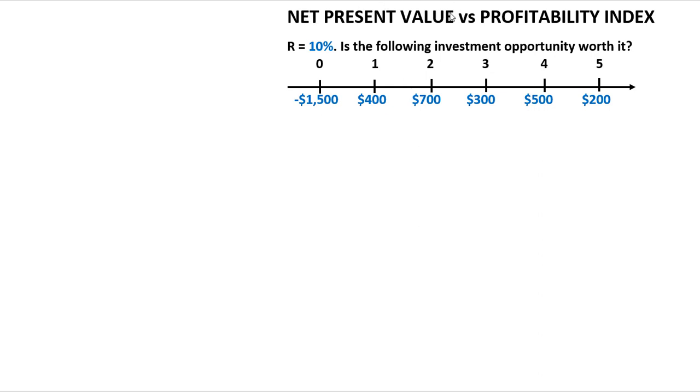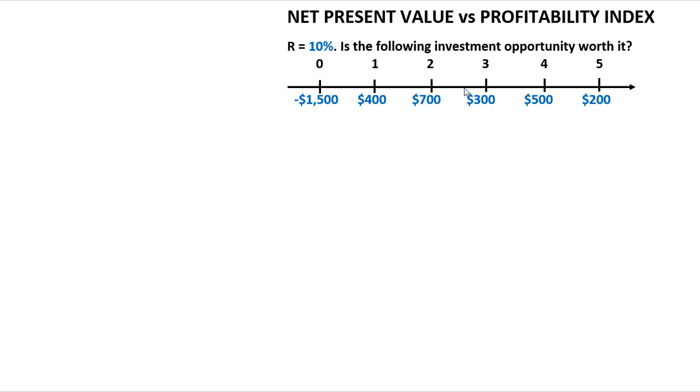Net present value versus profitability index. What's the difference? What are these? These are two of many different ways to evaluate an investment opportunity. Let's say you can invest so much money and you can get back this much in year one, this much in year two, and so on. Is it worth it? Are you going to make profit or are you going to lose your money?